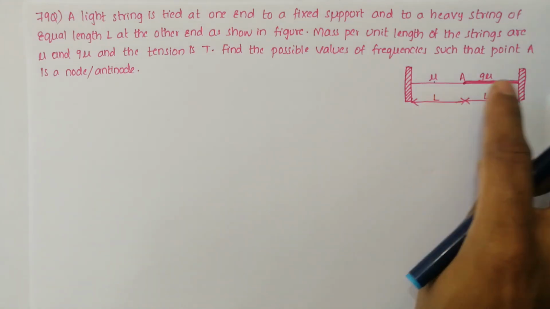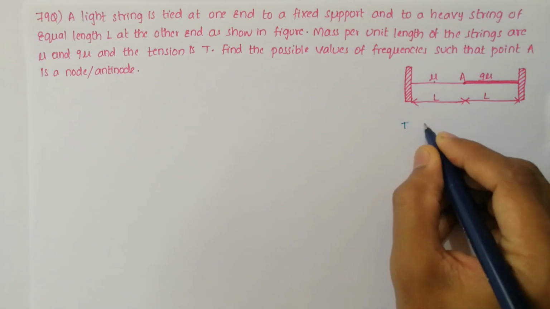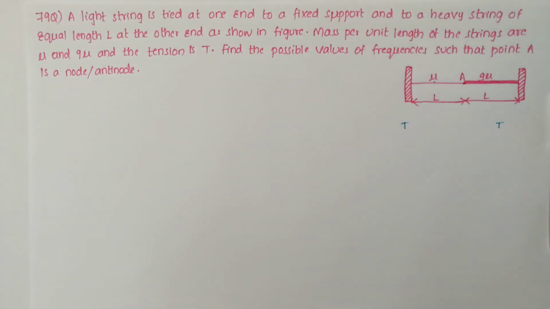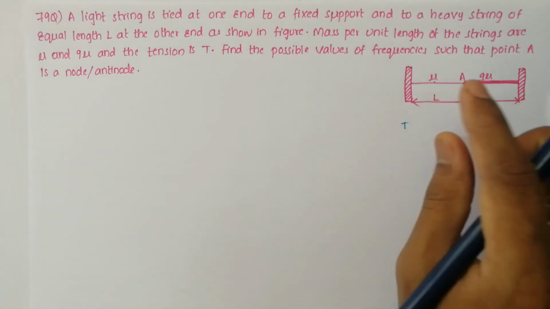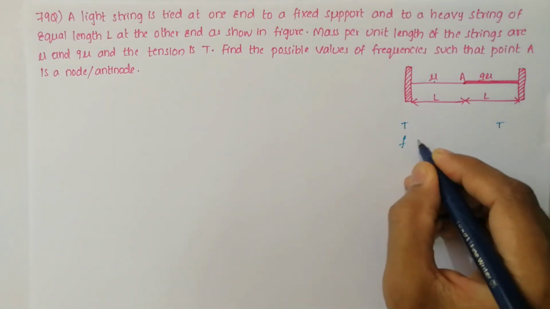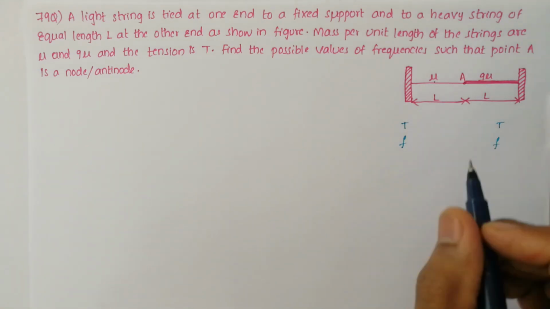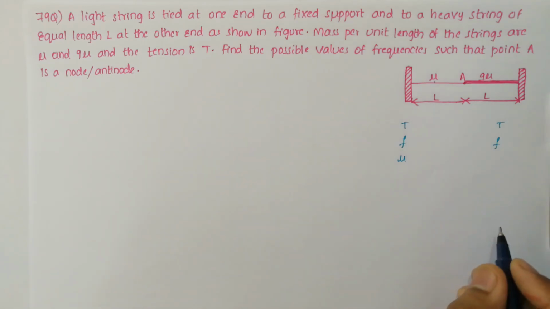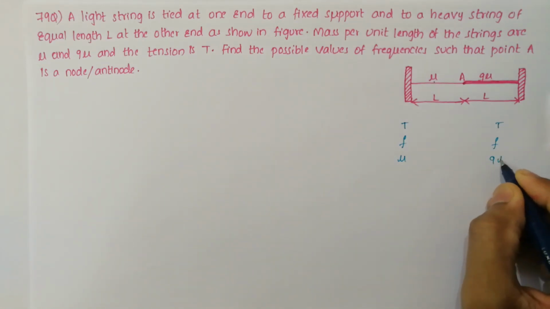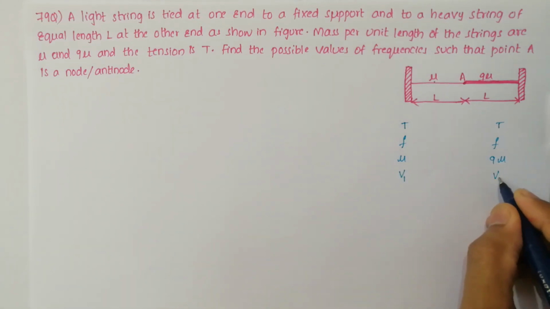So now here if we compare these two strings, tension in both the strings should be the same. So tension of the first string and tension of the second string would be the same, both are T. Next, as these two are connected, they will oscillate with the same frequency. So frequency of both the strings must be the same. Next, as mass per unit length of the first string is mu and the second string is 9 mu, the velocities will be different. Let us say velocities on this string be v1 and this be v2.